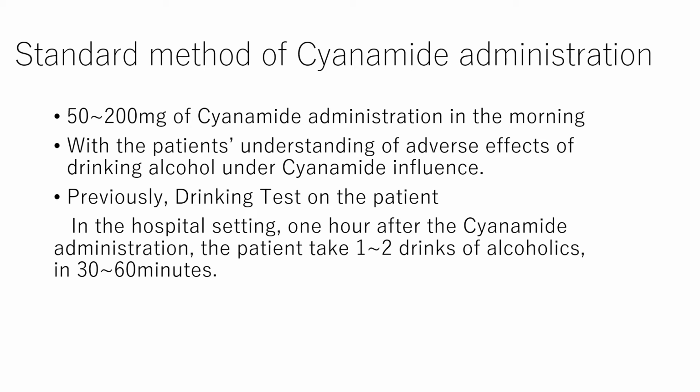For the patient's full understanding of the adverse effects, a drinking test is performed before prescribing cyanamide. In the hospital setting, patients are administered 50 to 100 mg of cyanamide, and 1 hour after, they intake alcohol very slowly, one drink in 30 minutes, until mild adverse effects occur. This way cyanamide therapy is introduced.